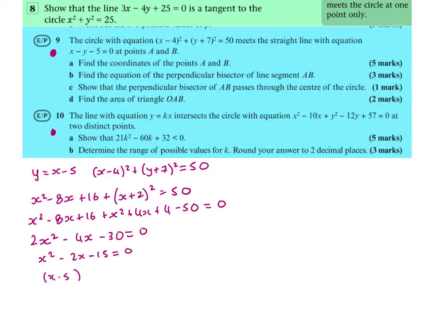So I'm going to have x minus 5, x plus 3, x equals 5, x equals negative 3. If I substitute that back into this one, I'm going to get y equals 0 and y equals negative 8. So the 2 points I have are 5, 0 and minus 3, minus 8. Did everyone get that? Perfect. Okay, find the equation of the perpendicular bisector of the line segment A and B.